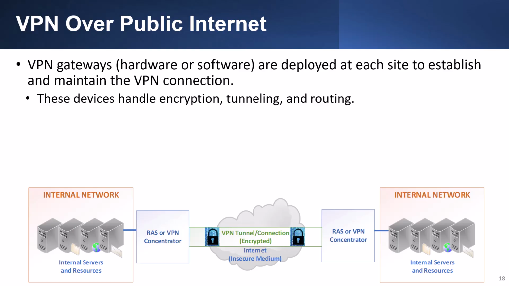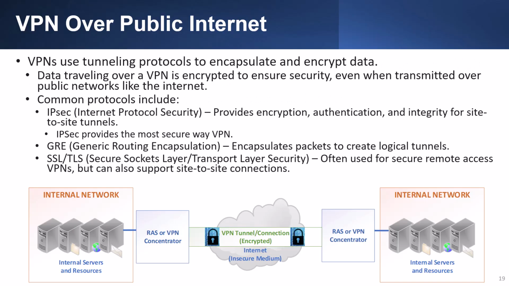VPN gateways, which could be hardware or software, are deployed at each site to establish and maintain the VPN connections. These devices handle encryption, tunneling, and routing. VPN uses tunneling protocols to encapsulate and encrypt data. Data traveling over a VPN is encrypted to ensure security, even when transmitted over public networks like the internet.